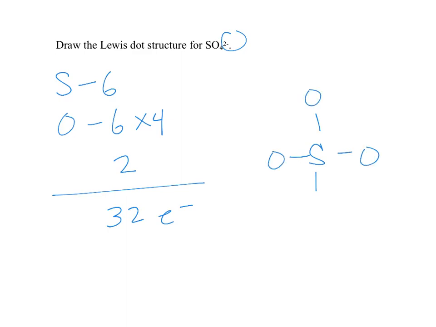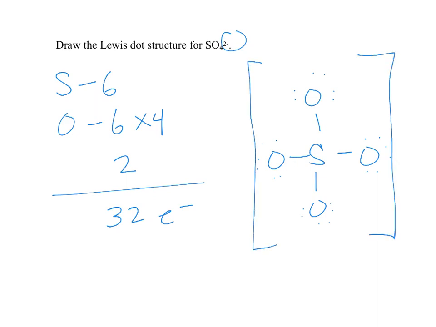Attach those 4 oxygens. Give the oxygens their octets. Double check your number of valence electrons. It should be 32, which it is. And then for polyatomic ions, a set of brackets around the structure, a big set of brackets, and then put the charge. So you're telling everybody I added in 2 extra electrons to SO4. That's why I have 32 valence electrons total.